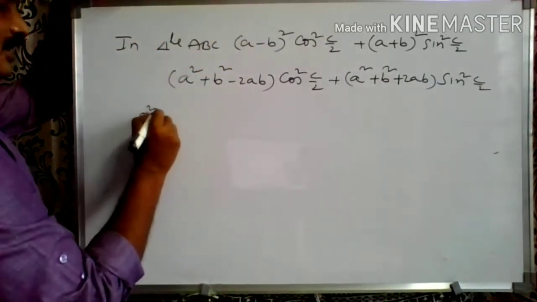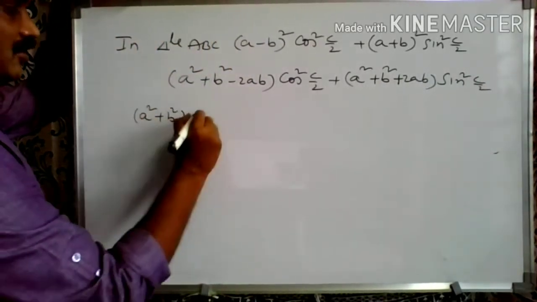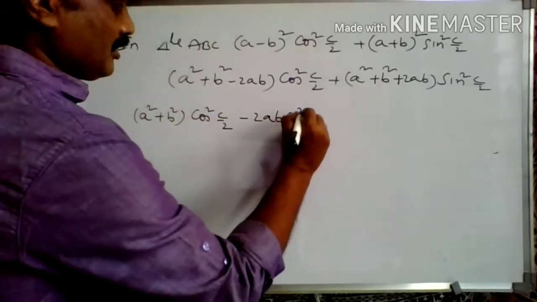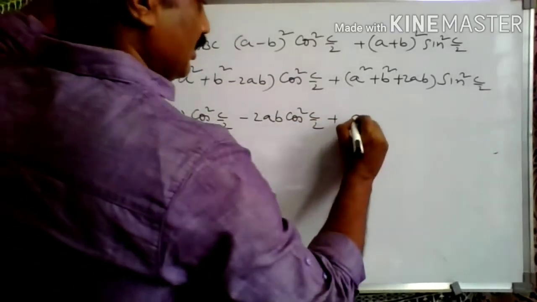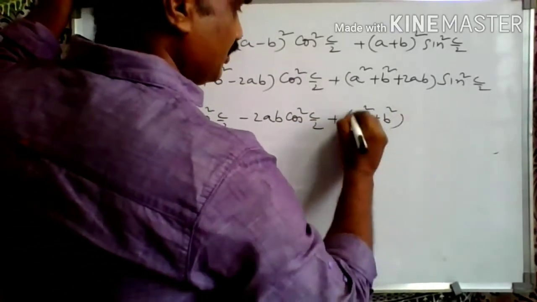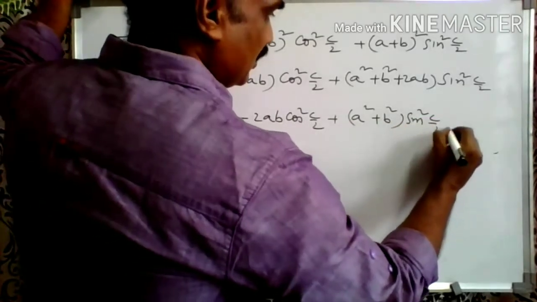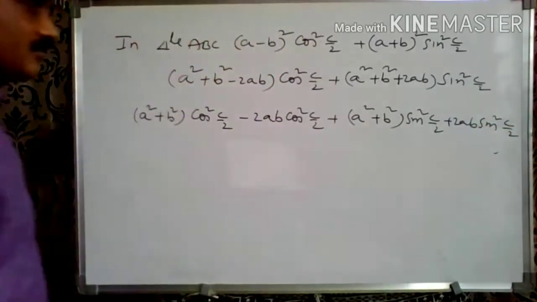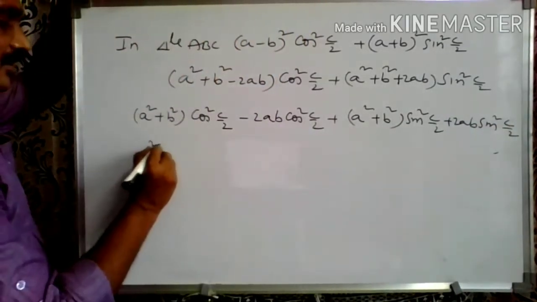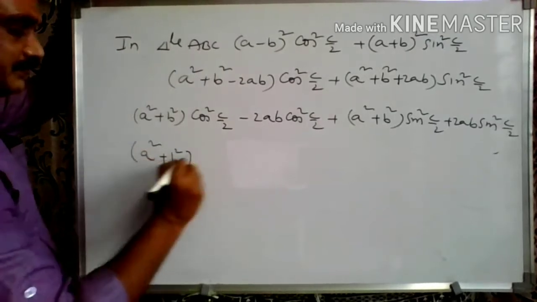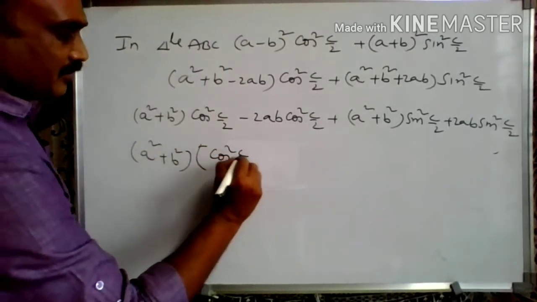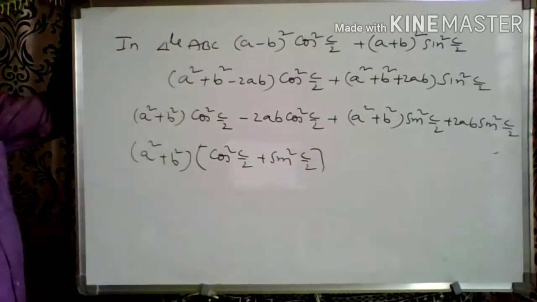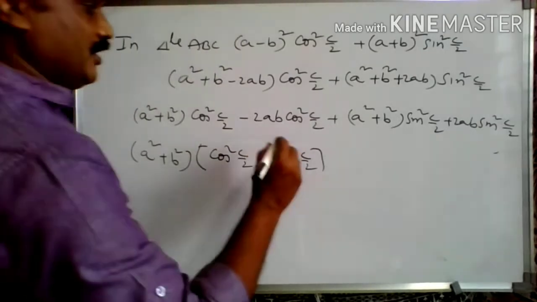Students, here a square plus b square into cos square C by 2, minus 2ab into cos square C by 2, plus a square plus b square into sin square C by 2, plus 2ab into sin square C by 2. So I am taking common (a square plus b square), cos square C by 2 plus sin square C by 2.